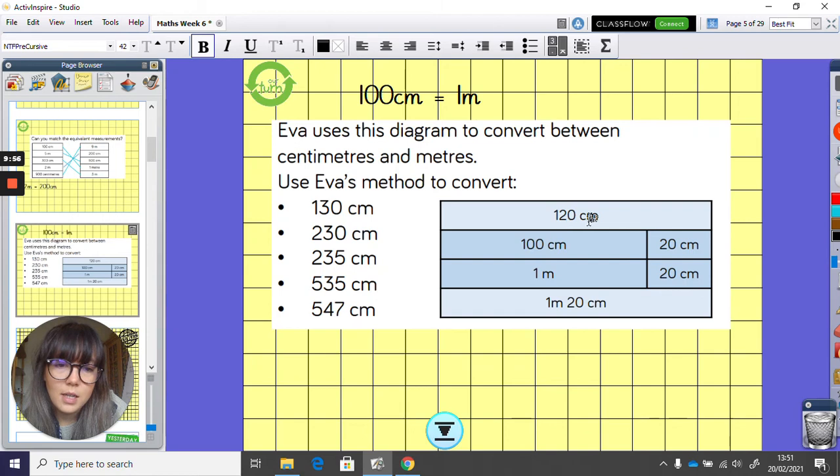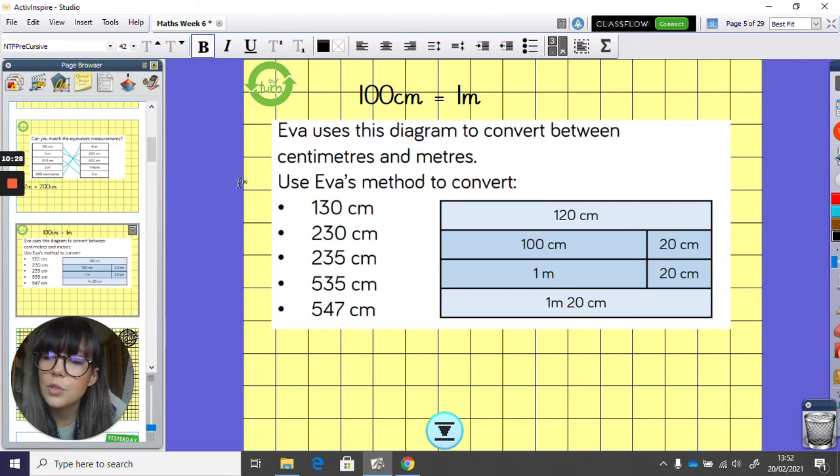So she's got 120 centimetres. She split that up into 100 centimetres and 20 centimetres, okay? We know that 100 centimetres is equal to 1 metre, but 20 centimetres still has to stay at 20 centimetres because there's 100 centimetres in a metre, okay? So 20 centimetres has to stay the same. So therefore, if you add those together, you get 1 metre, 20 centimetres. And that's how we write it, 1 metre and 20 centimetres.